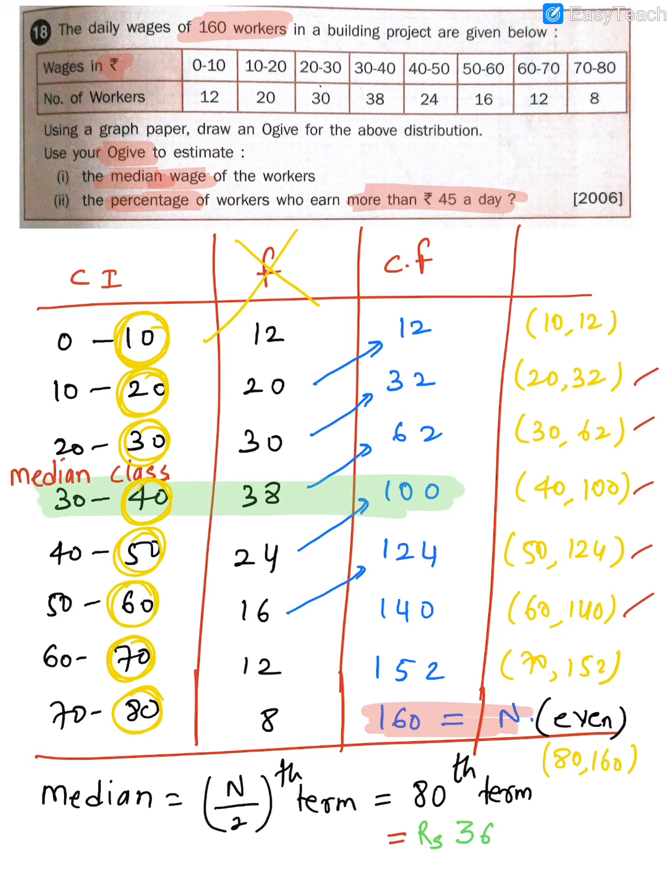But there is always at least one part, like this second part, which is a little application. So that is your presence of mind. You need to think and answer that application. Here they are saying, find the percentage of workers who earn more than 45 a day. So who all are earning more than 45 a day?